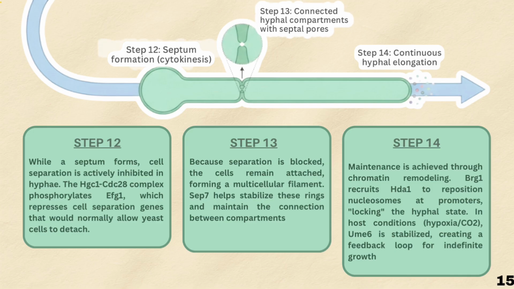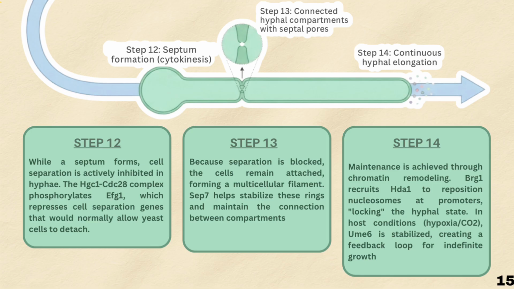This will lead to septum formation, where cell separation is actively inhibited in hyphae. The HGC1-CDC28 complex phosphorylates EFG1, which represses cell separation genes that would normally allow these two cells to detach. Even though a divider is built, the cell remains as a connected hyphal compartment with tiny pores between them. Unlike yeast, hyphae do not fully separate because a protein called HGC1-CDC28 turns off the cutting genes, while SAP7 helps stabilize this ring and maintain the connection between the compartments.